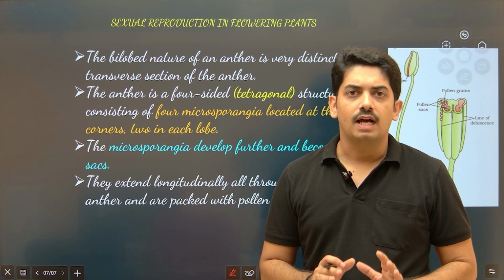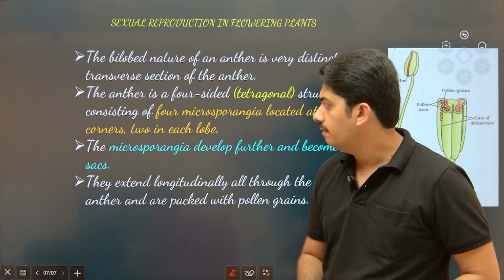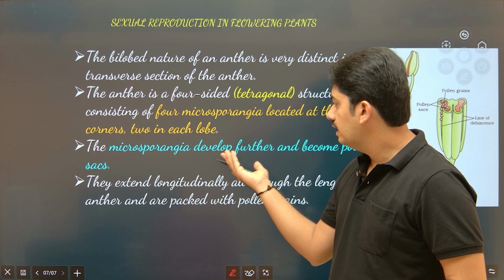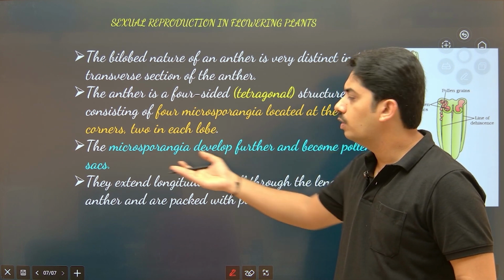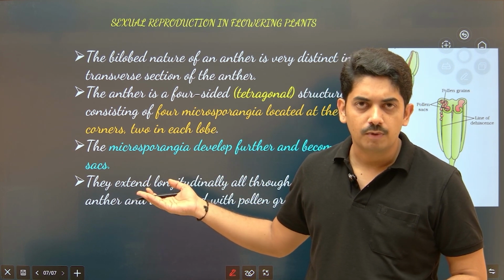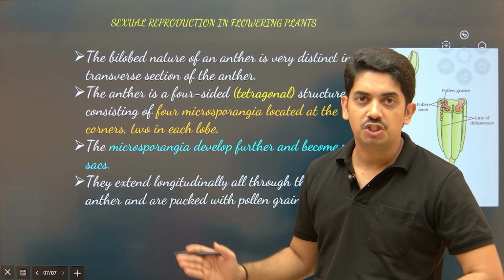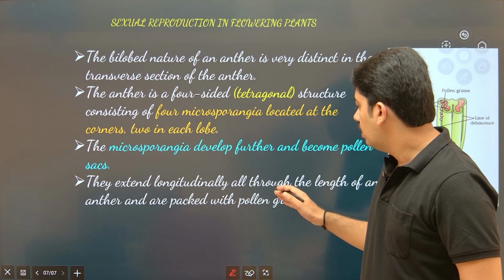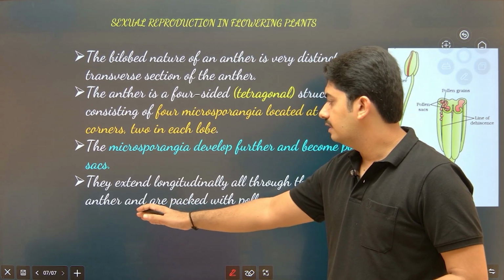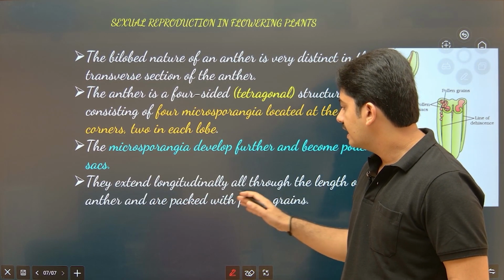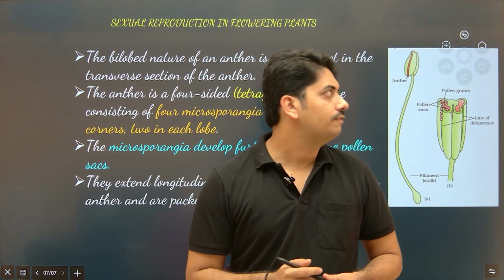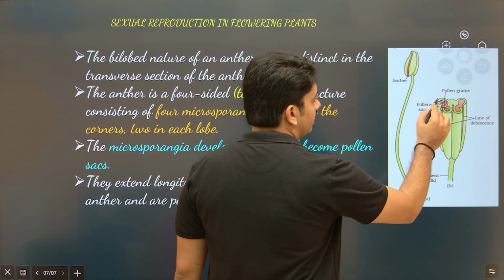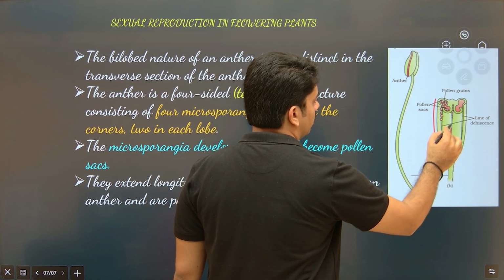This question is asked once in examination. Which part will directly develop into a pollen sac actually in the male reproductive structure? That is microsporangia. They extend longitudinally all through the length of an anther and are packed with the pollen grains. So if you observe here, they are present all along.